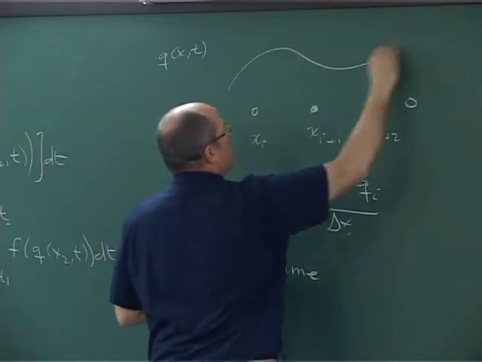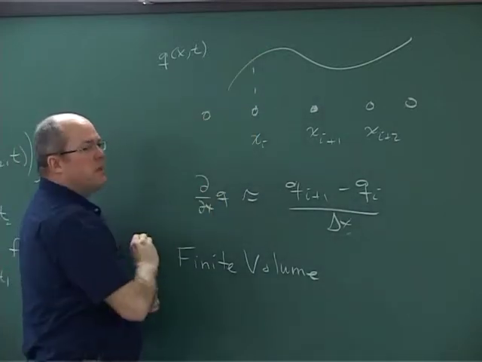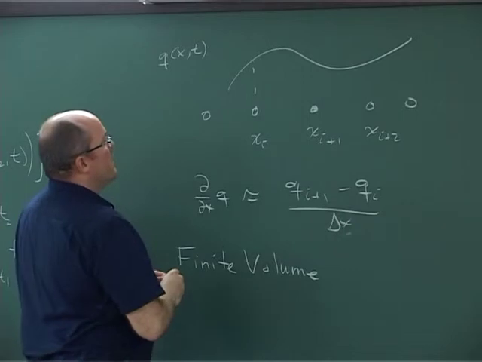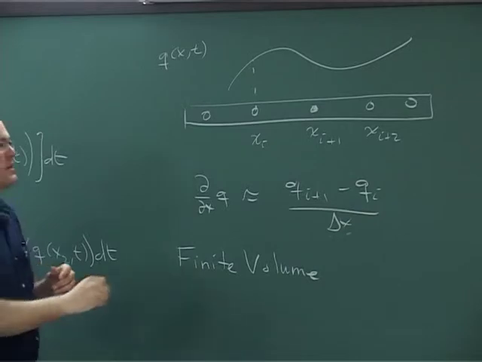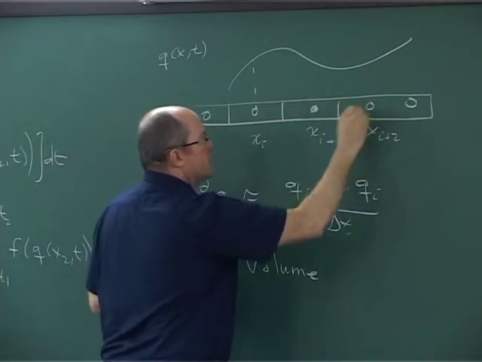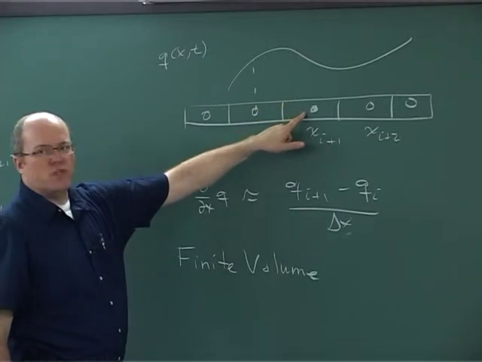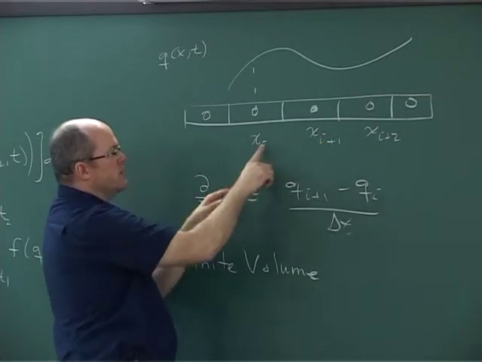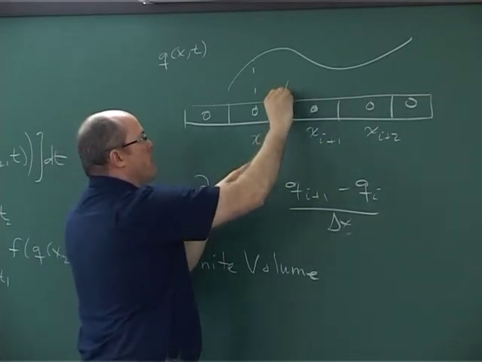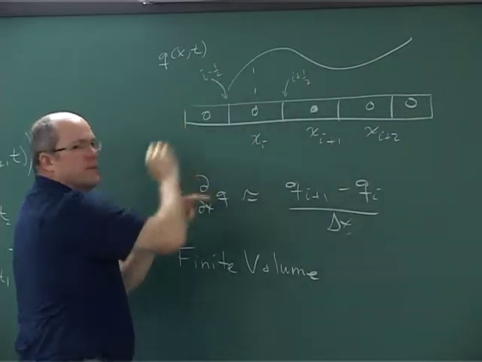Imagine I've got my function q now. It looks like this. Instead of just taking the value at one point, I'm going to take my grid and imagine that instead of just discrete points, I have cells. The center of a cell is on a grid point, and I'm going to define the average value of q over this cell. This is the point i plus 1. This is the point i. I will call this midpoint i plus a half, and this midpoint will be i minus a half, and so on.